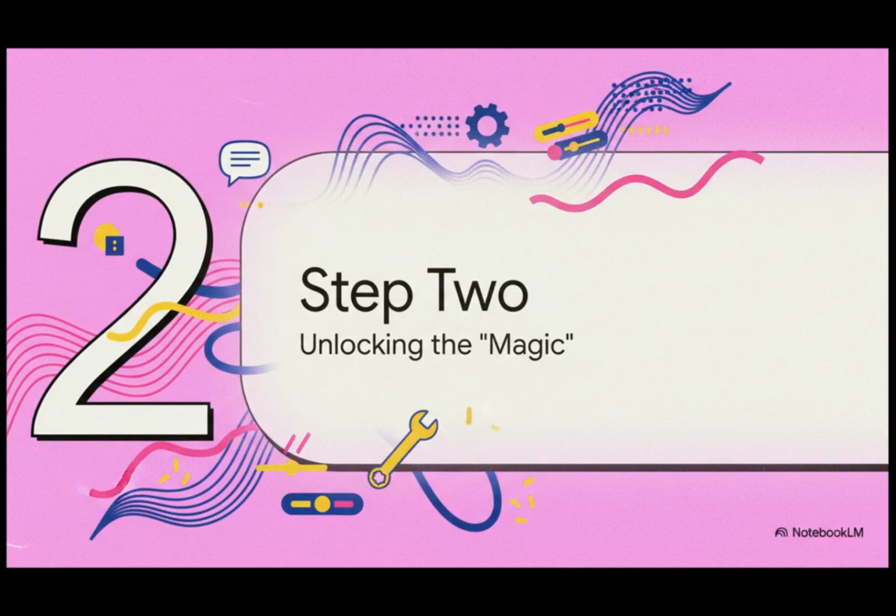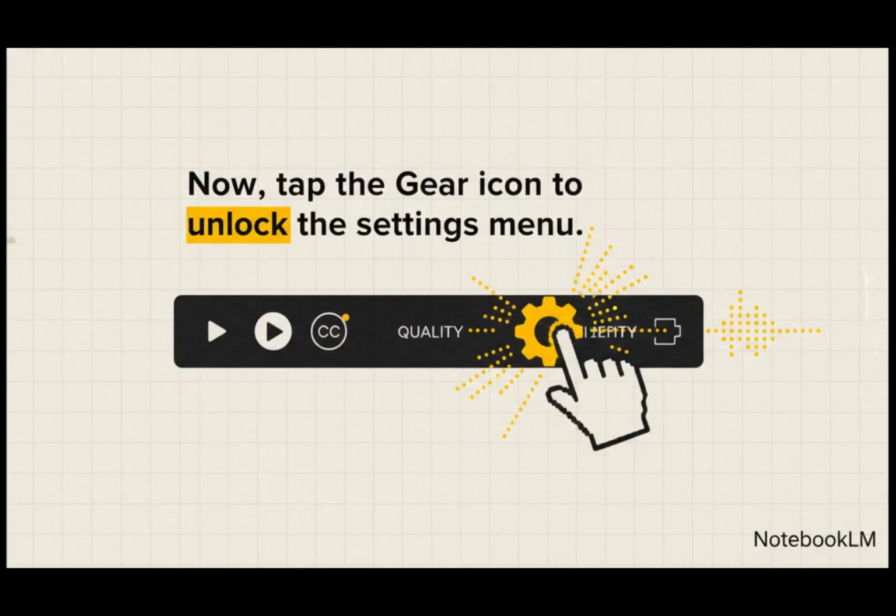All right, with the captions officially on, we can move to the most important part. Step 2 is where we unlock what the source material calls the magic settings. Honestly, this is where you really get to take control. With those controls still showing on your screen, look for the little gear symbol. You know the one. It looks like a little cog wheel. That's the universal sign for settings. Tapping on that gear is going to open up a whole new menu of choices for us.